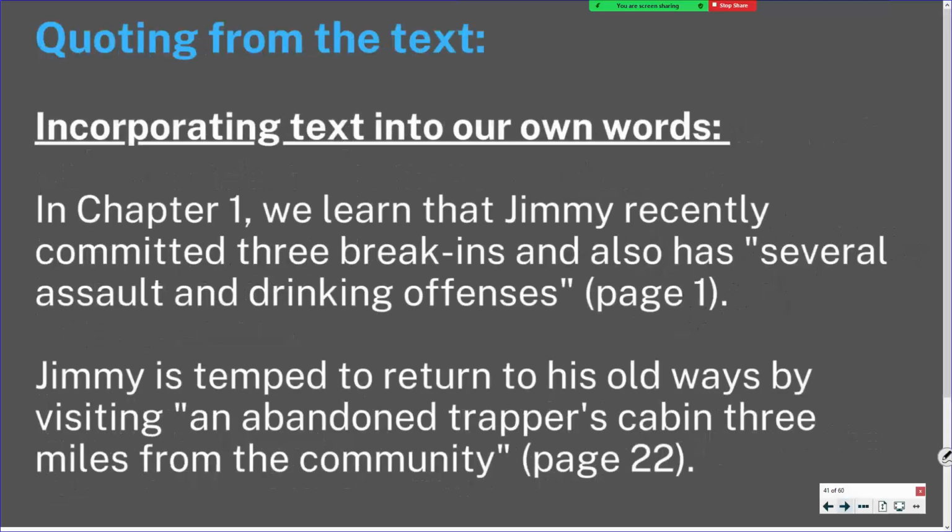I want to talk about how you do that when you answer these questions, okay? So when we're studying literature, when we're studying a text, we have to incorporate the text into our own words to answer a question.